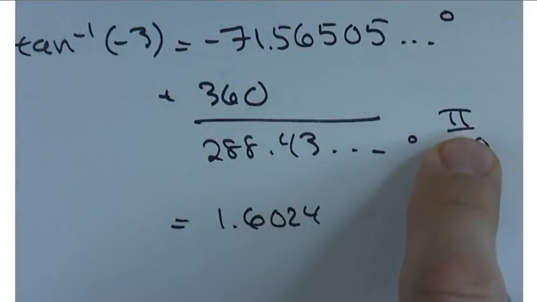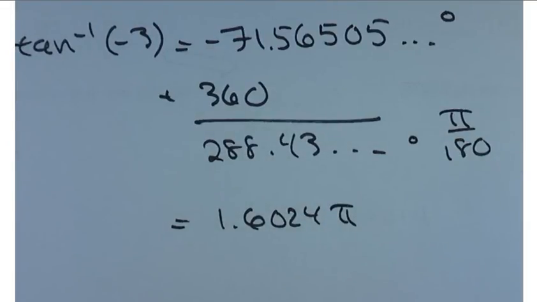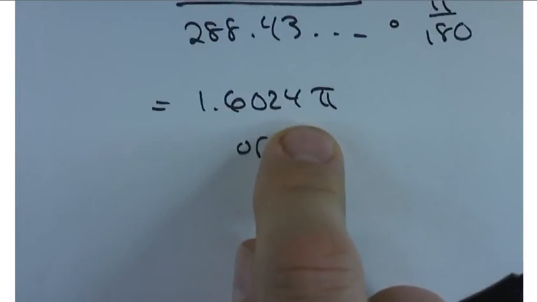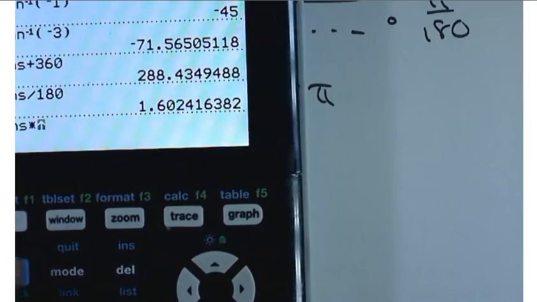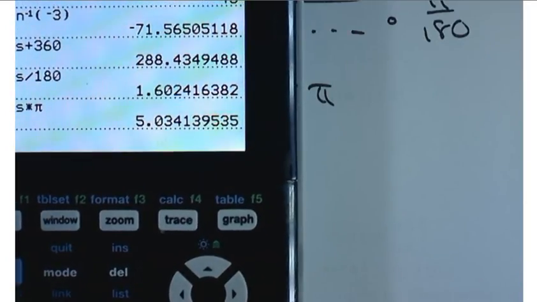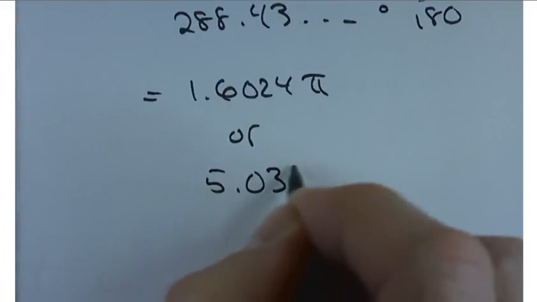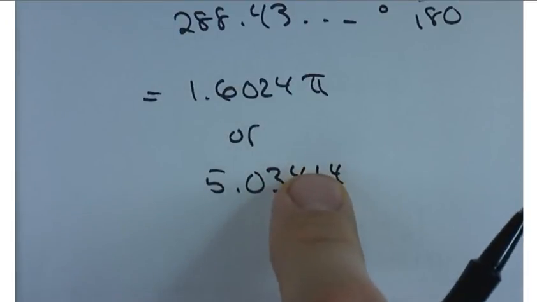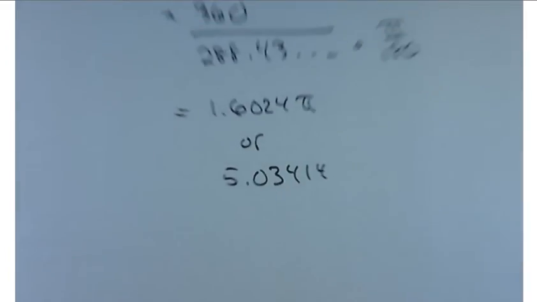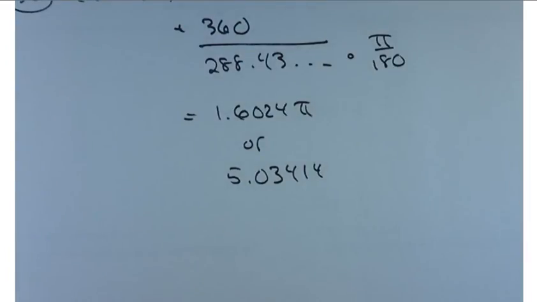Have I used the pi yet? No. So it'd be appropriate to put pi here. Or you don't have to keep the pi out here. You could just times by pi, and finish it all off. It'd be 5.034. So either one is fine. If you don't want to multiply by pi, just leave it out, or multiply by pi. Either one works.